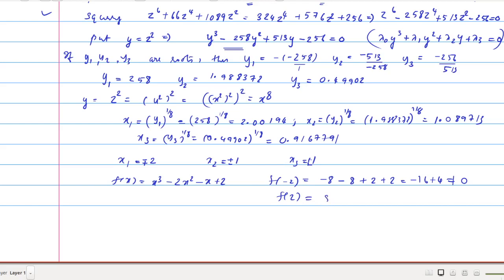What is f of 2? 8 minus 2 into 4, that is 8, and minus 2 plus 2, that is equal to 0. Then you can get the sign of this 2. So explicitly you can write x1 is equal to 2 here, and similarly you can show that x2 is equal to 1 and x3 is equal to minus 1. That means 1 and minus 1 are the solutions of this equation.